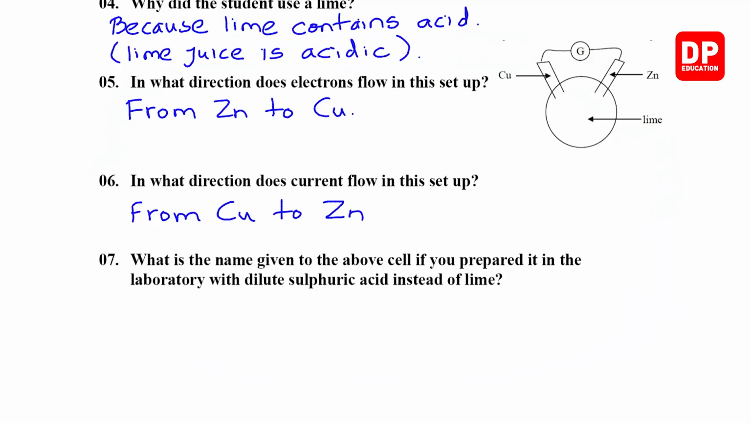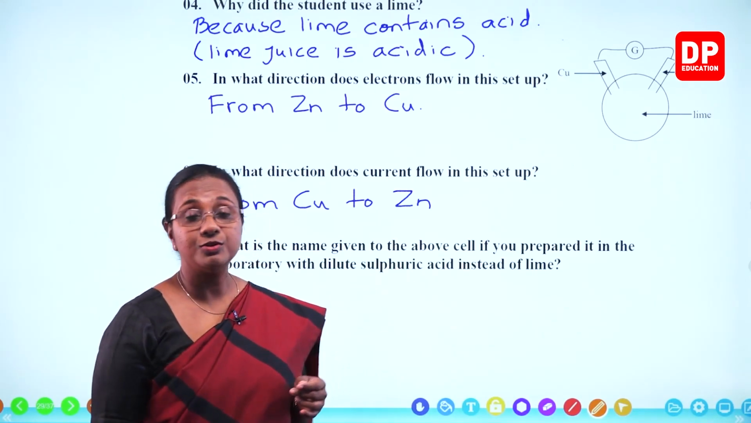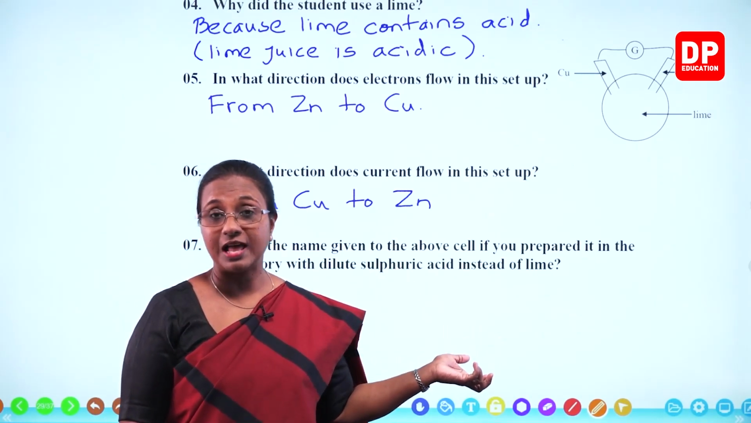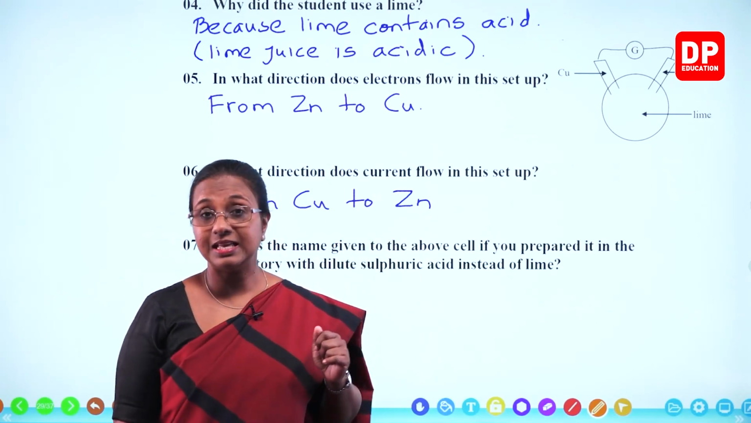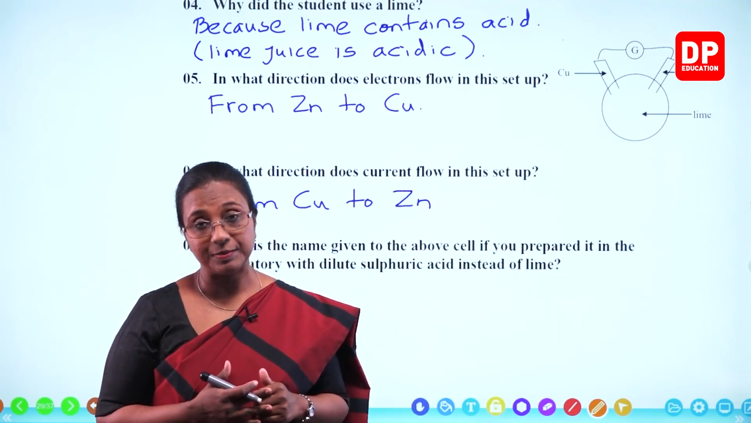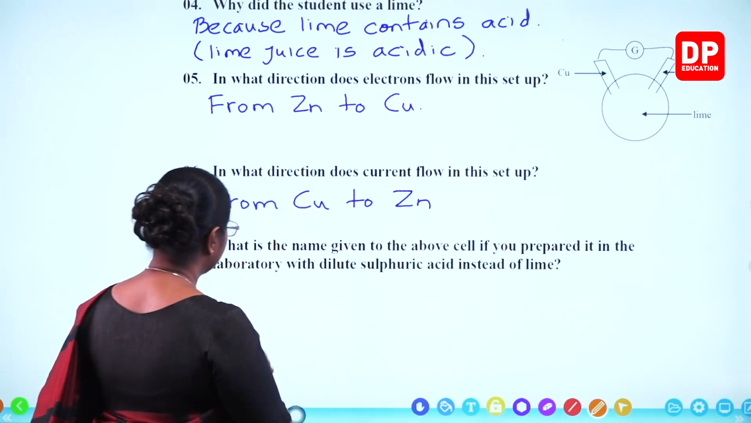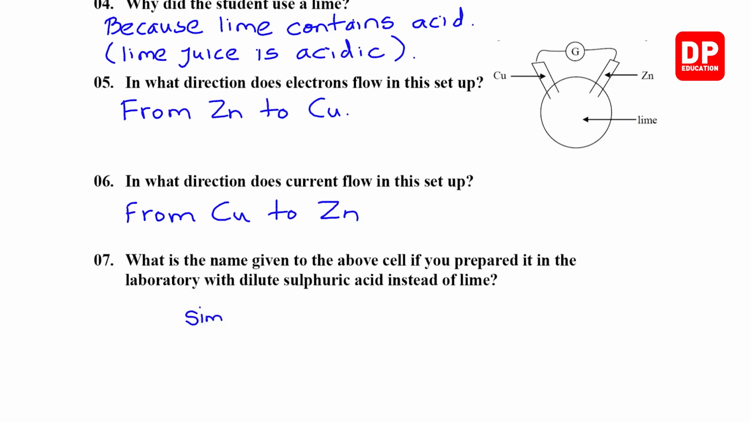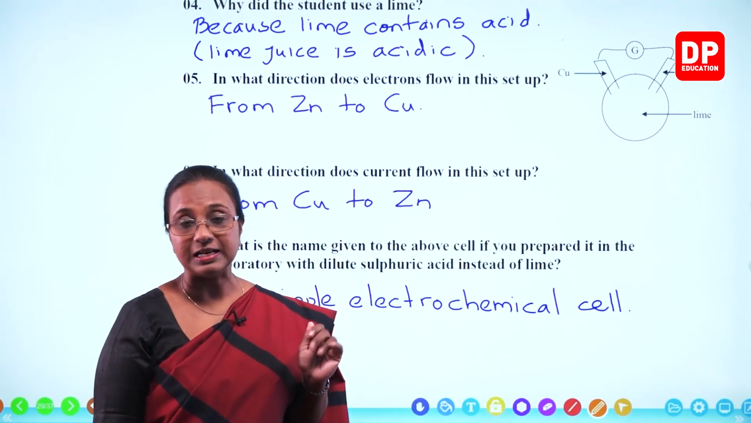What is the name given to the above cell if you prepared it in the laboratory with dilute sulfuric acid instead of lime? So there dilute sulfuric acid will be used instead of lime. Still you will have the copper and zinc electrodes. What do we call them? That will be the simple electrochemical cell. So we can call it the simple electrochemical cell.